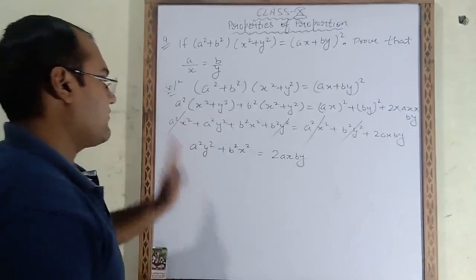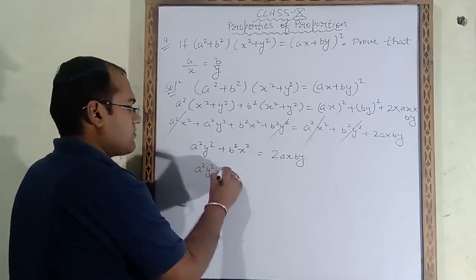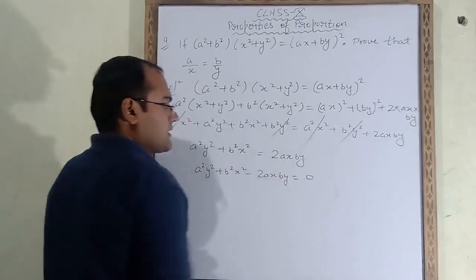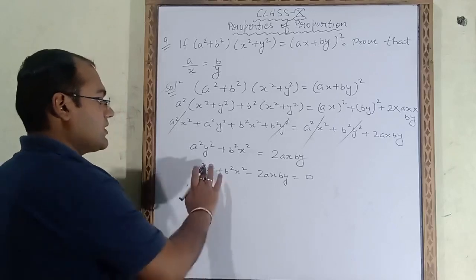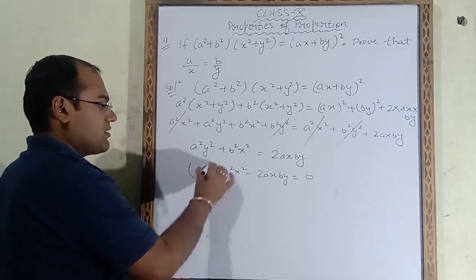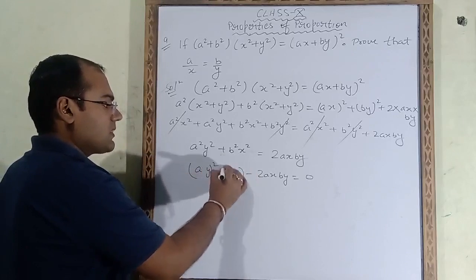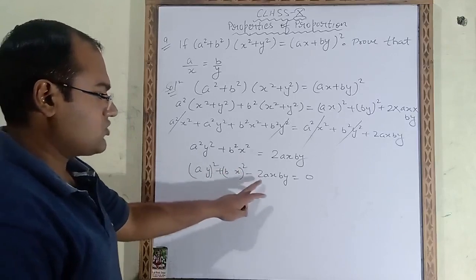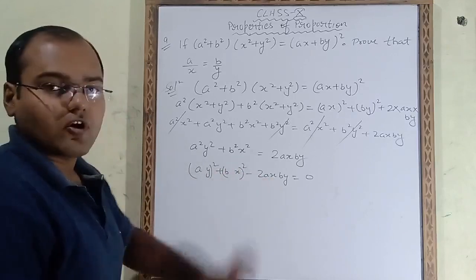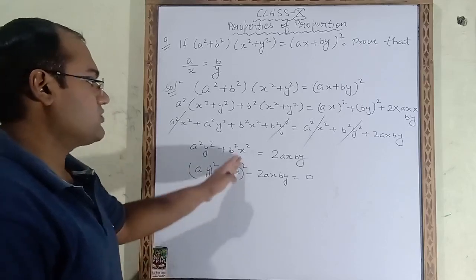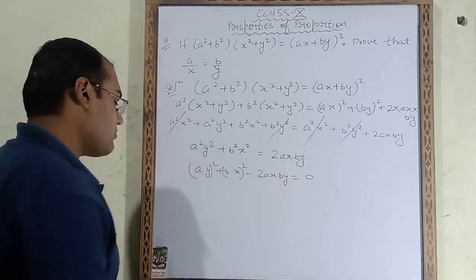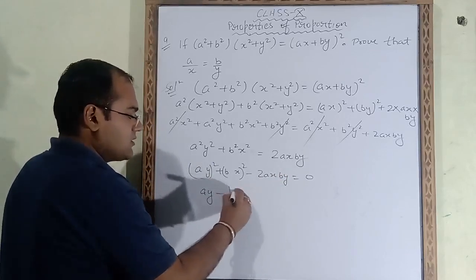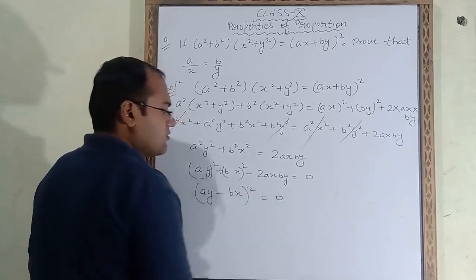Now we will bring this term to the left side. So this will become a square y square plus b square x square minus 2axby is equal to 0. Instead of putting these separate squares, we can take the whole square also. Now we observe first square plus second square minus 2 into first into second. This is one formula: a square plus b square minus 2ab. The formula is (a minus b) whole square. So (a minus b) whole square is equal to 0.